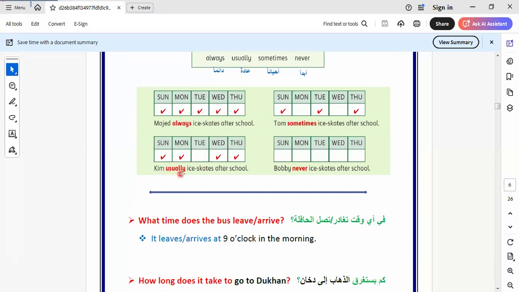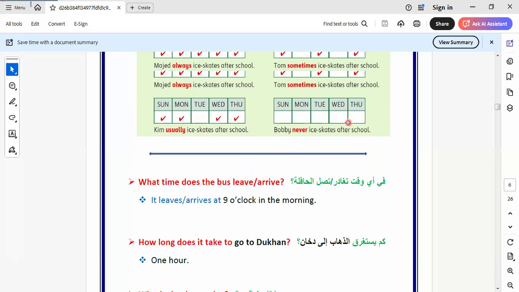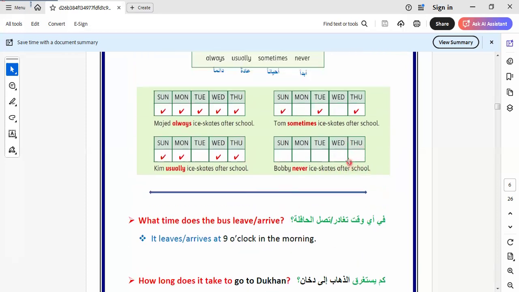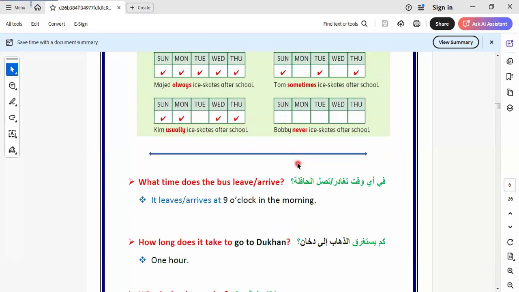Kim: I usually skate after school. So how many times do I skate? 1, 2, 3, 4. It will be 4 times here. Never means the habit can't happen at all. Poppy: I never skate after school. So this habit can't happen at this time. Okay, in this way. So always means the habit happens 100%. Never means the habit can't happen at all.